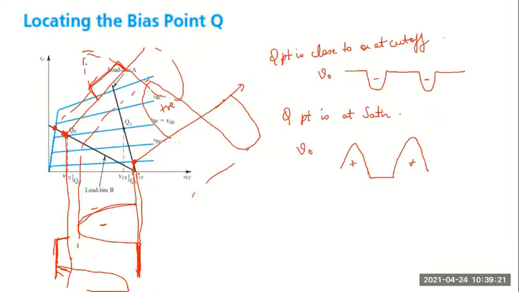Hence, this will be asked as a 5 marks question. Why should the Q point be located at the center of the DC load line? This is how you should draw the waveforms and explain. I have drawn both these in the same graph, but I want you to think about drawing them separately. Since you know the concept and you've understood, I have just shown it here. If you want, you can keep it separately here.